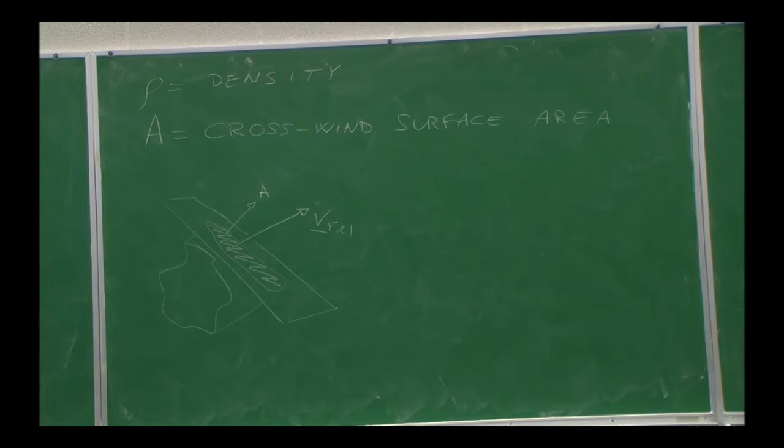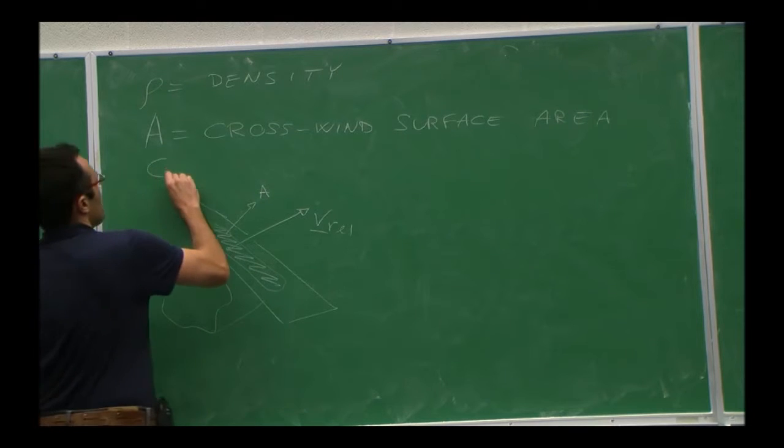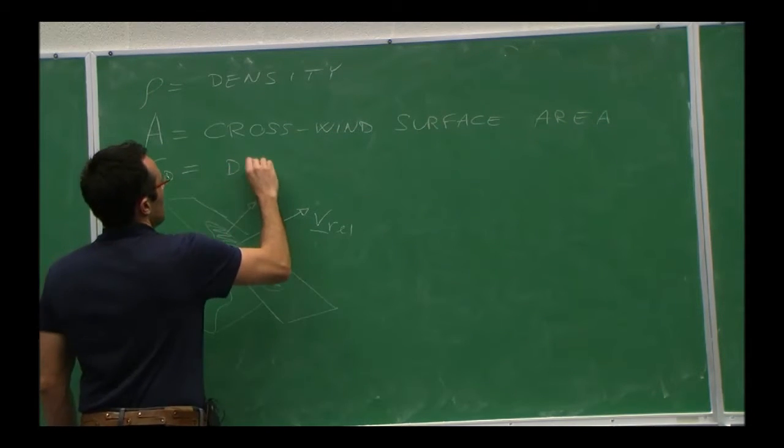So the VREL should be applied at some point on the spacecraft. We're not doing attitude here. This is not a class about attitude dynamics. So we treat everything as a point, but in this case we need to know at least the surface. CD is the drag coefficient.